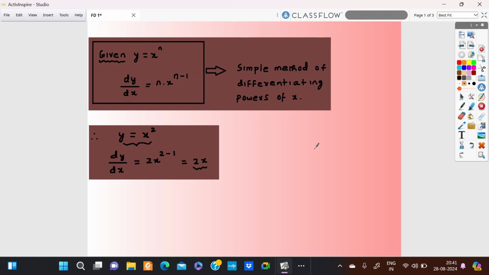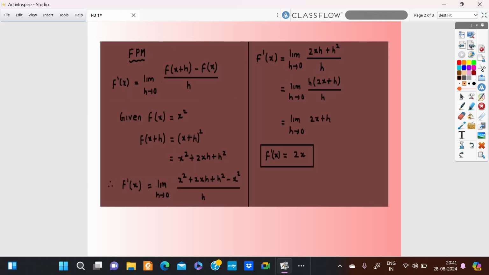And what is the background? How do we prove this? Here comes the first principles method, FPM. FPM says f dash of x is equal to limit h tending to 0, f of x plus h minus f of x divided by h.